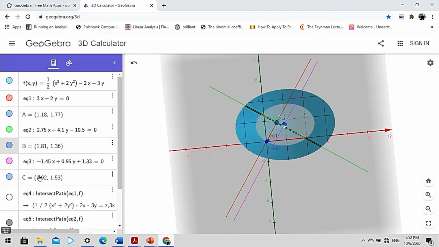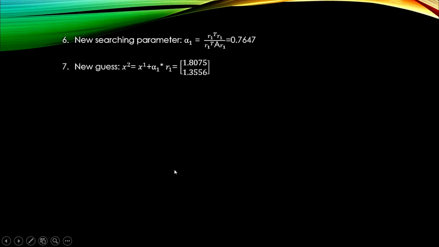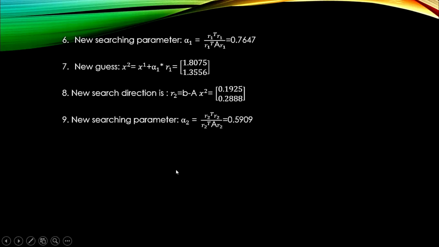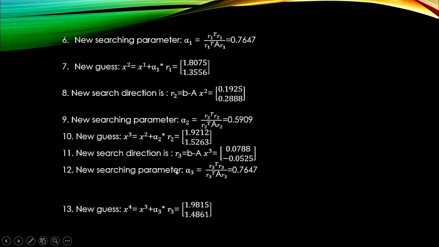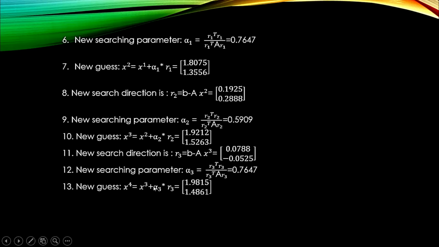The value also suggests the same. It's 1.92 and 1.53. Our actual solution was 2, 1.5. So we are near our final answer. After we repeat 2 or 3 more steps here, we can get the actual solution. As you can see here, after a few more iterations, I can find x4 is equal to 1.98 and 1.48, which is pretty close to 2 and 1.5.